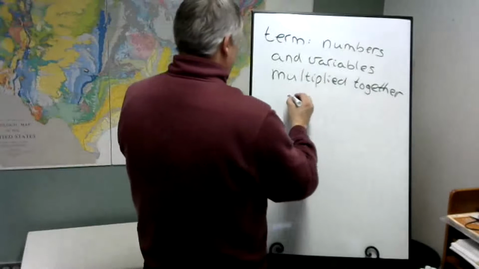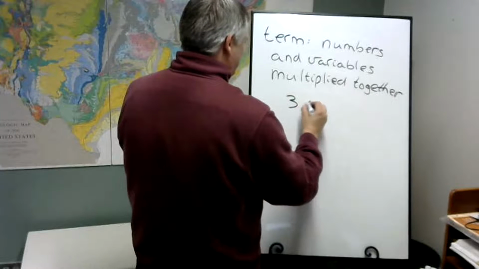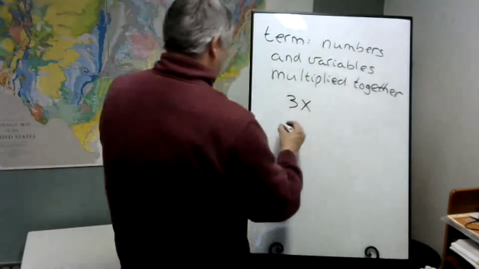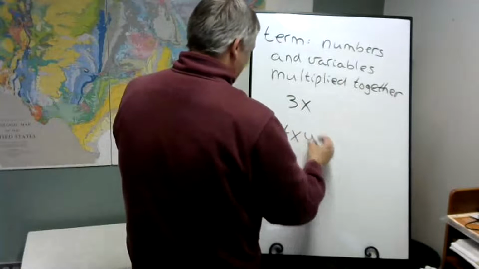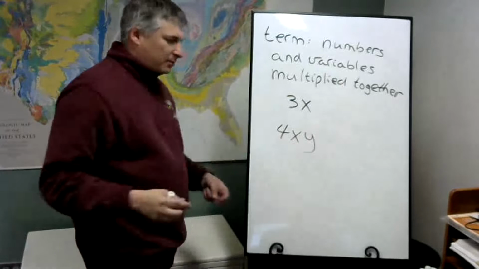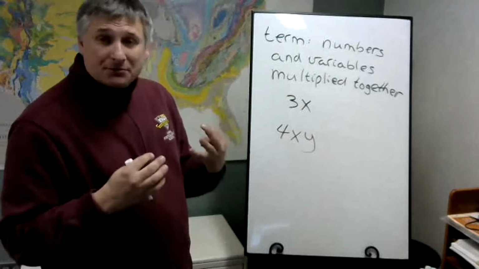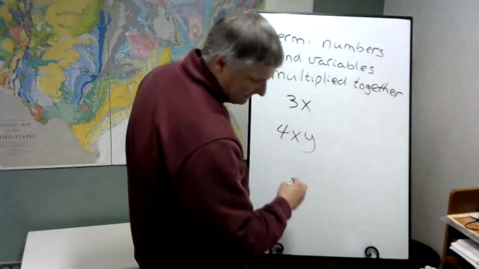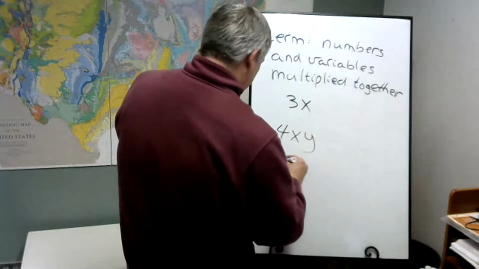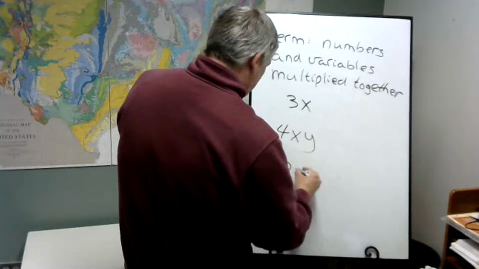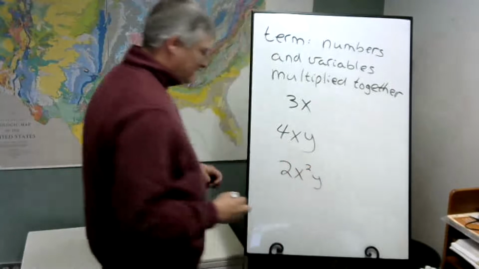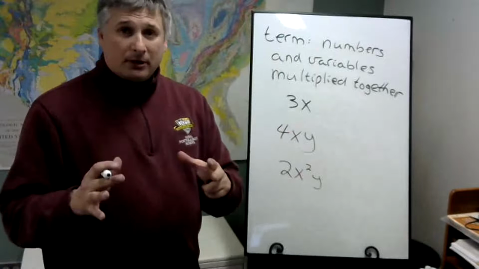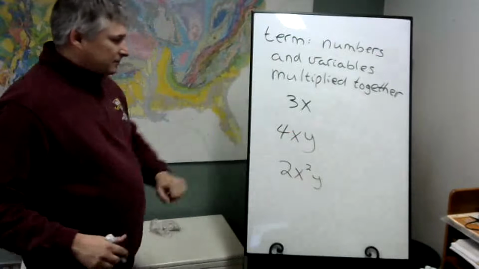So 3 times x, 3x, that's a term. 4 times x times y, a number and a couple of variables multiplied together, that's also a term. And then 2x squared y, a number, 2 x's and a y, all multiplied together. So these are examples of terms.